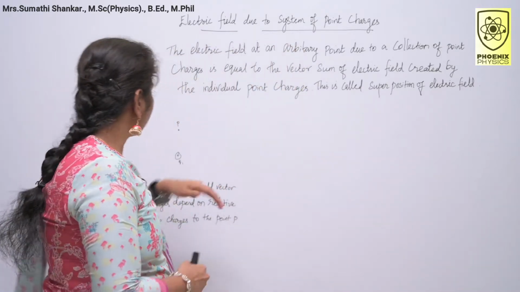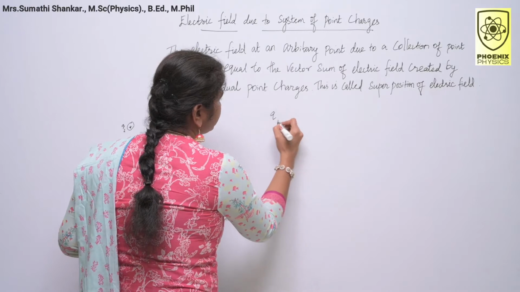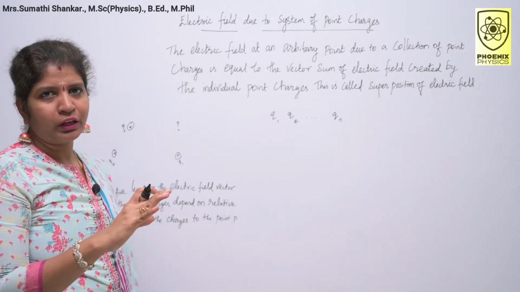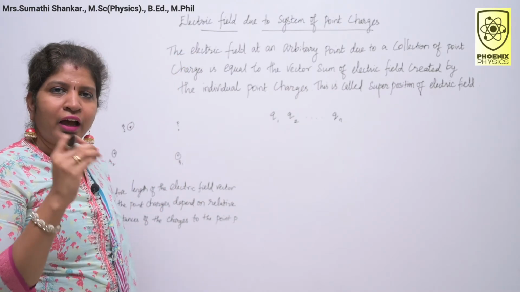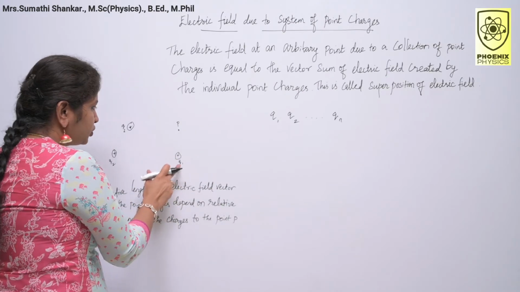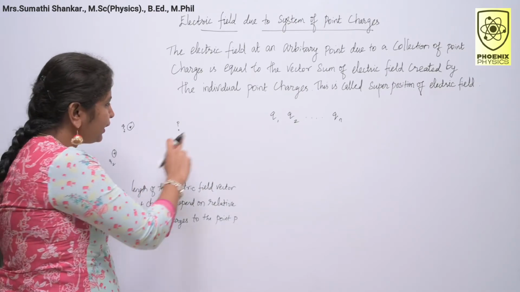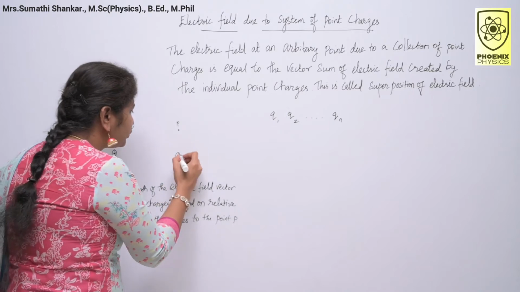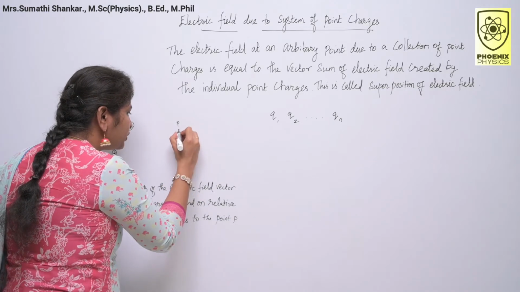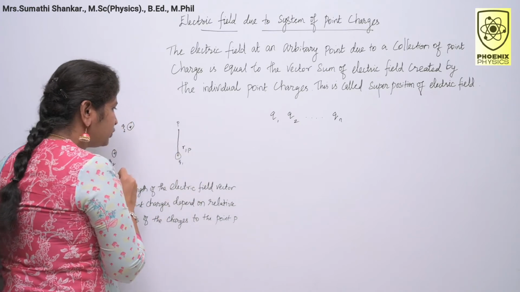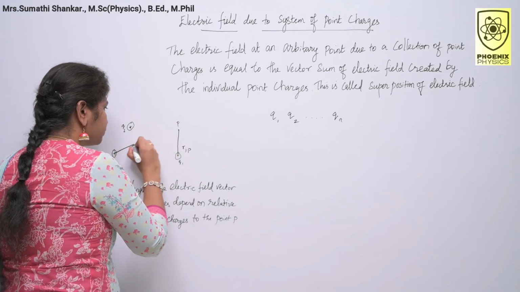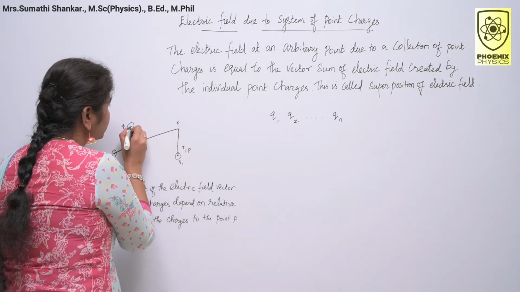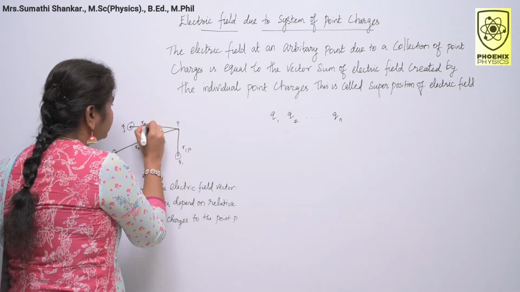Consider a collection of point charges, say Q1, Q2 up to Qn, located at various points in space. For our convenience, I have taken 3 point charges Q1, Q2, Q3. Randomly, I have chosen one point, that point is P. Now, the distance between Q1 to P is R1P. The distance between Q2 to P is R2P. The distance between Q3 to P is R3P.